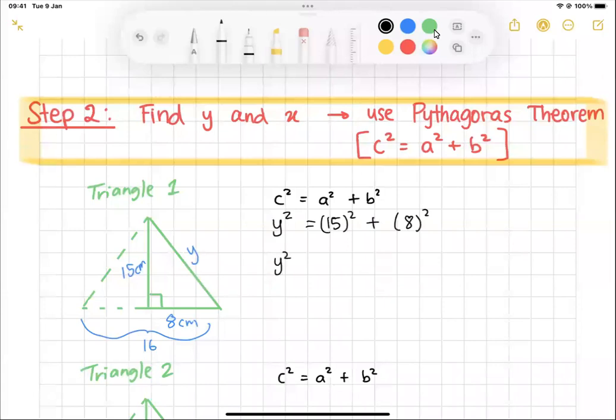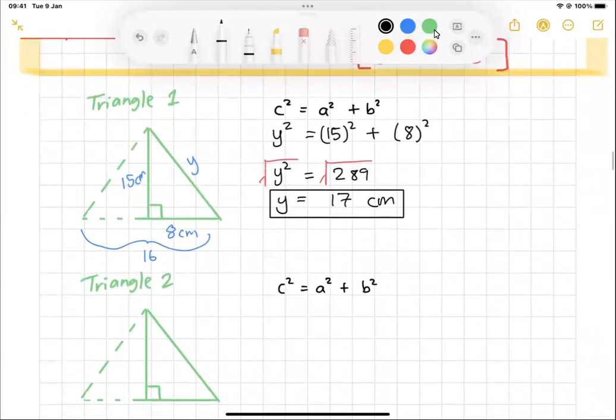So y squared equals to 15 squared plus 8 squared, which we will get in our calculator as 289. Okay, how do I get rid of the square root? Oh, the squared is to use the square root, which we will get as y equals to, putting that into your calculator, y equals 17. All right, I'm going to put that as a box so that I know that this will be our y.